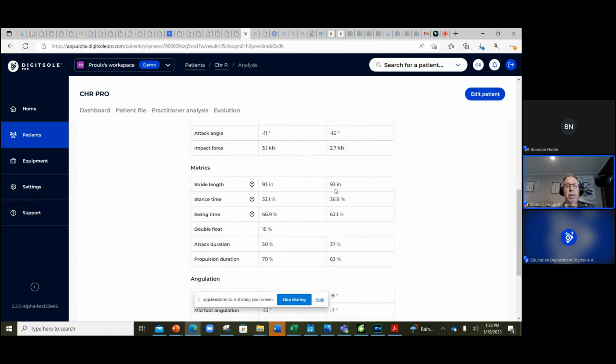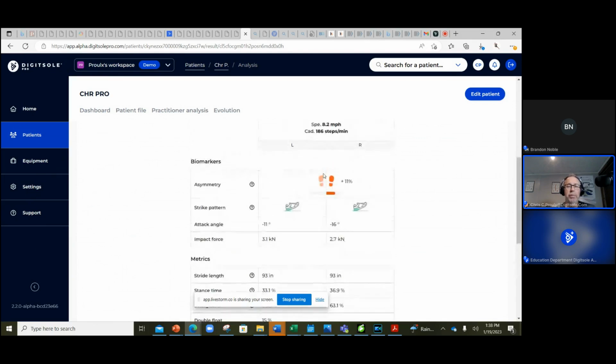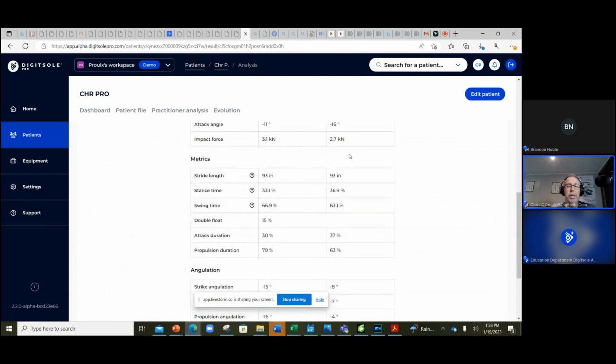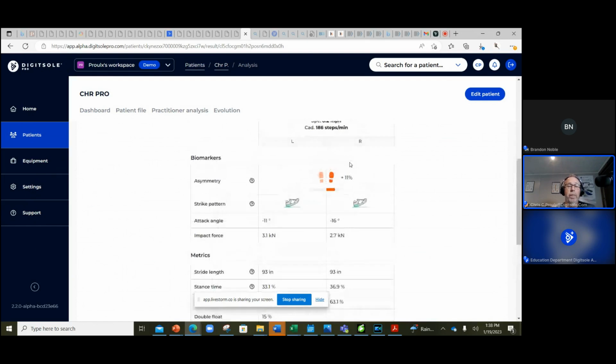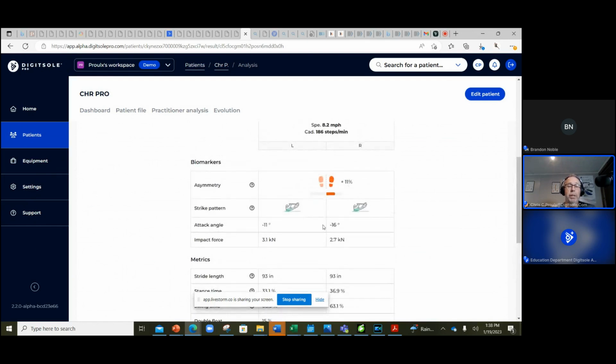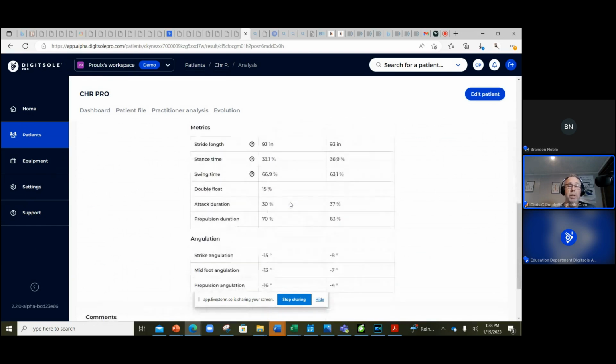Okay. Even though, and this is again a very dramatic difference, 11% greater contact time, somehow that foot is still able to generate the same stride length. Okay. And again, why is that important? Because it tells us that this is not the problematic side.